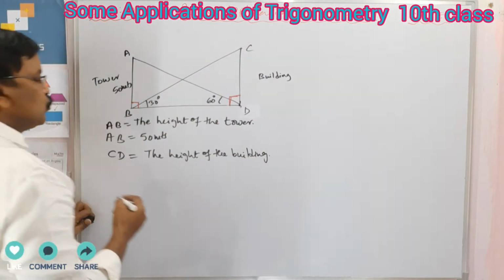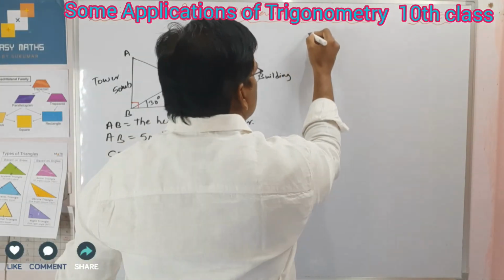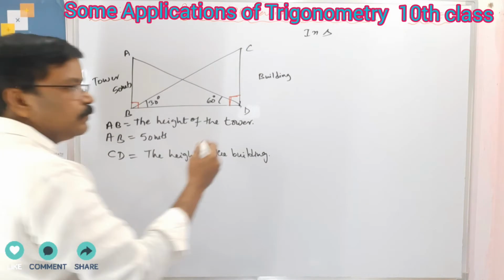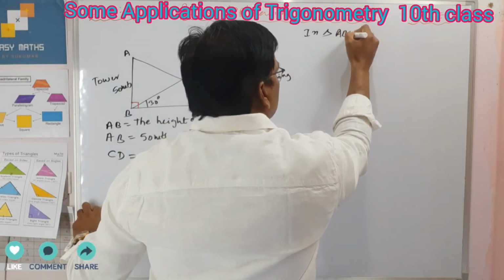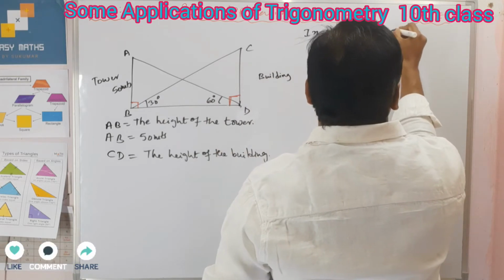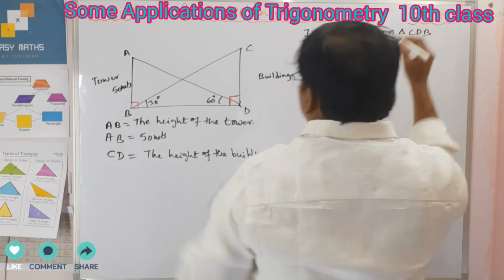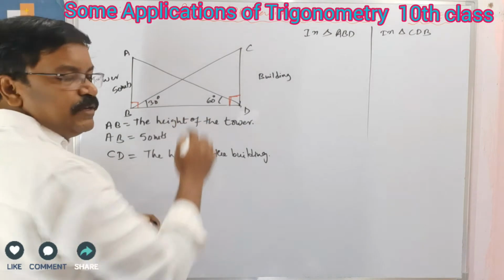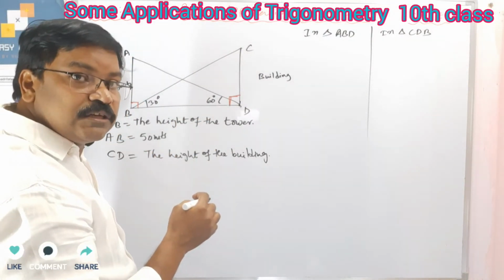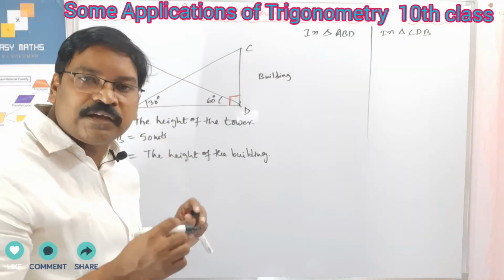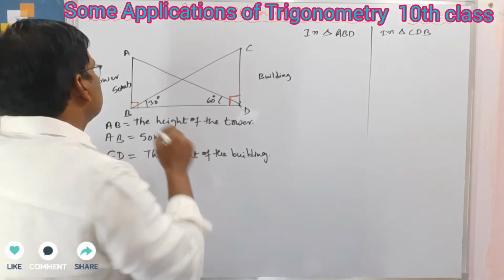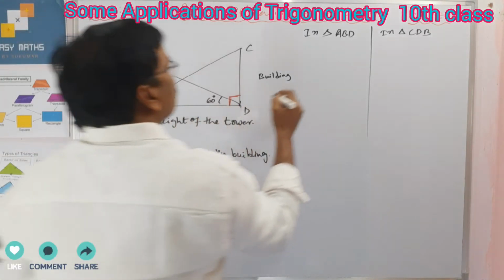Okay. Take the two triangles here. What are the two triangles? In triangle ABD and the other triangle, CDB. In the two triangles, my dear students, of course, AB is the height of the tower and CD is the height of the building. Right.